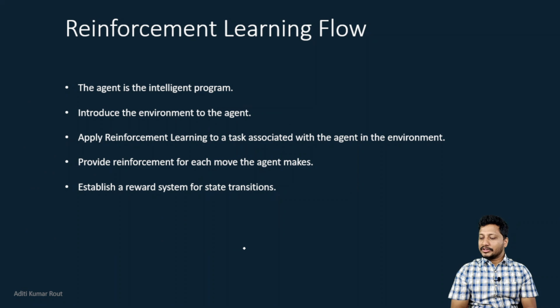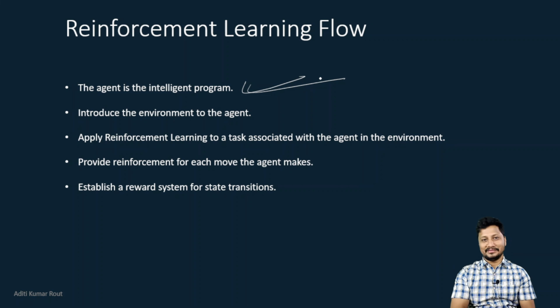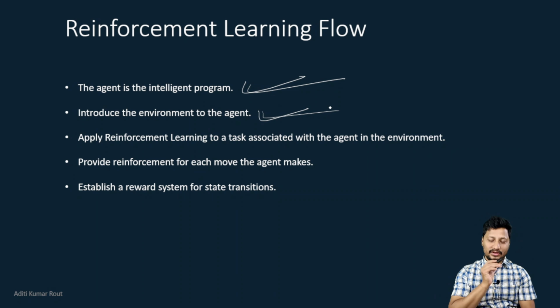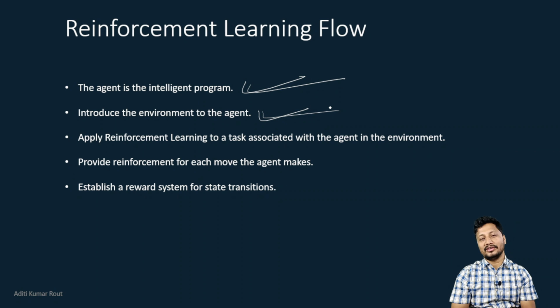First of all, we are always talking about the agent, right. What is an agent? An agent is nothing but an intelligent program. It is a model. The second point is that introducing the environment to the agent is necessary. During the flow of reinforcement learning, this is very important. We need to introduce the environment. This is the environment in front of you. This is my agent, sitting here. So, the agent will start working. We need to introduce the environment to the agent so that it will start exploring the environment, right.